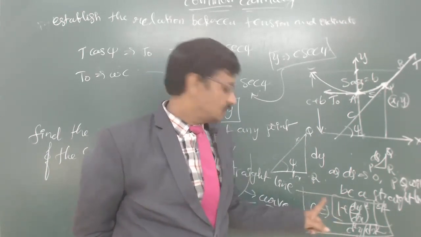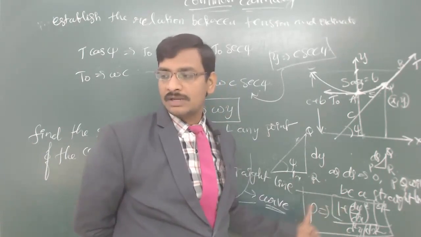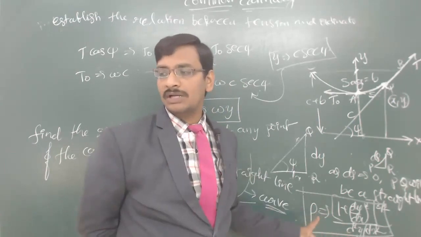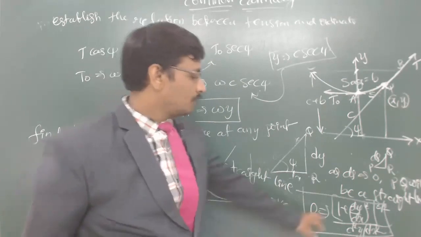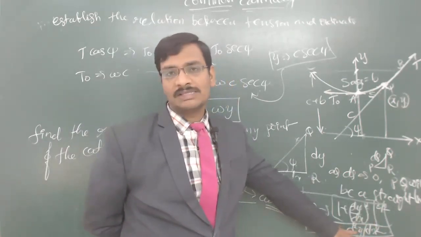So this value is nothing but the radius of curvature for any curve, and for a circle it is a constant. For a different curve, you are going to get different values. Got it? So this is the radius of curvature: (1 plus (dy by dx) whole square) whole power 3 by 2, divided by d square y by dx square.